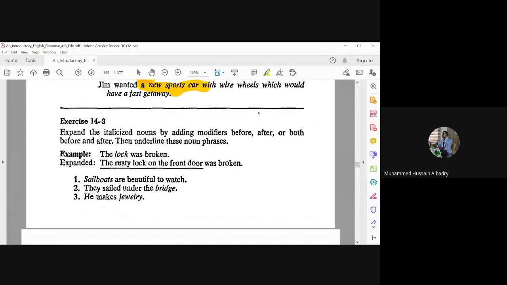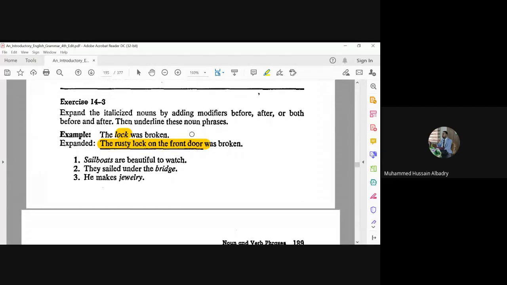Like this. The lock was broken. So the lock here is what? Noun. We have only noun and the, so it is a noun phrase, with the article and lock as noun. But when you say the rusty lock on the front door, you see, this is a noun phrase. Which one is the head? Lock. Lock is the head. And all these words are modifiers.